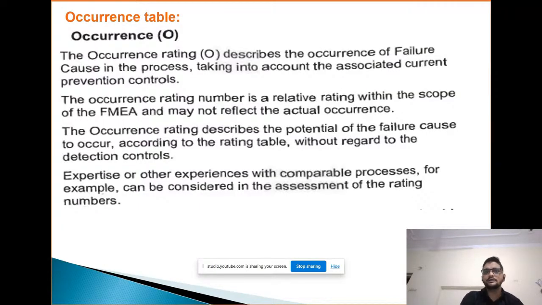The occurrence table rating describes the occurrence of failure causes in the process, taking into account the associated current prevention control, meaning what type of prevention control is in place based on the occurrence cause. The occurrence rating number is a relative rating within the scope of the FMEA and may not reflect the actual occurrence. The occurrence rating describes the potential of a failure cause to occur according to the rating table, without regard to the detection control.